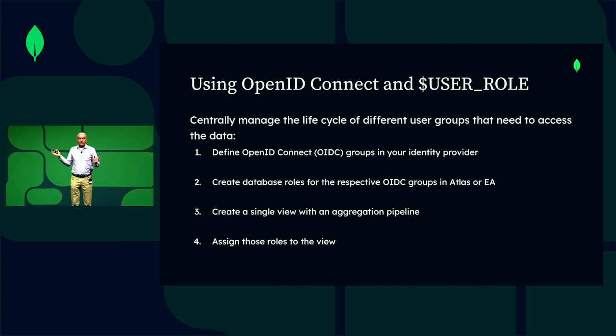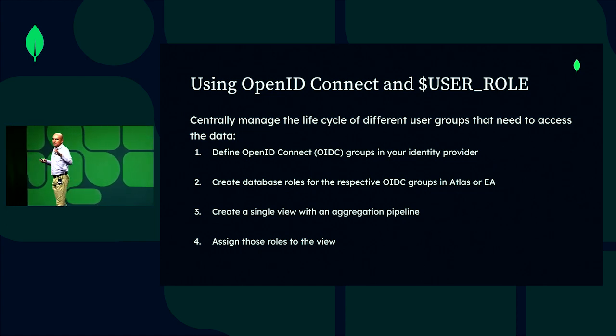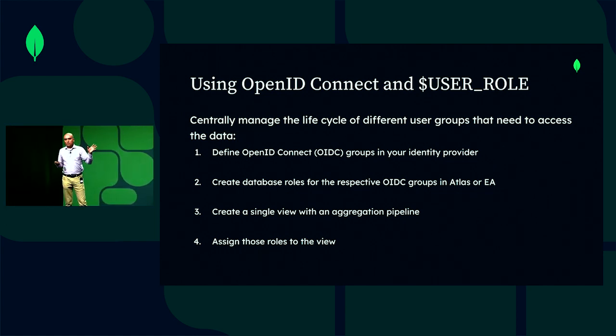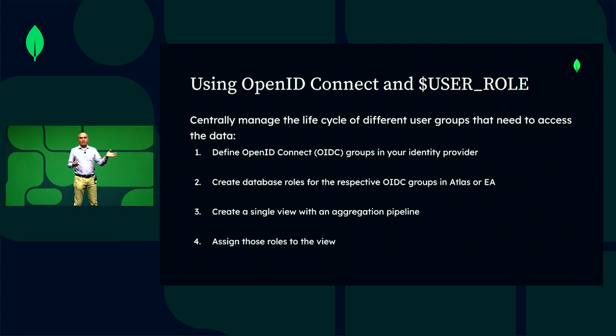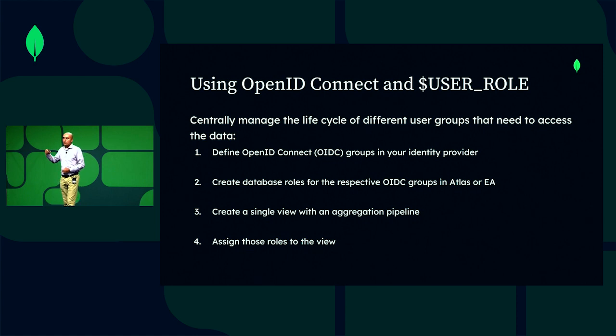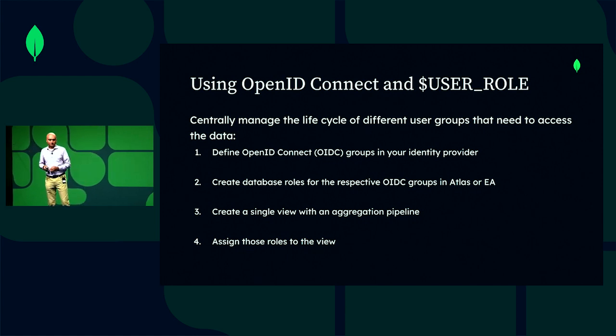Now, combining the feature I presented earlier, OpenID Connect, with this user role, you can define your employee groups in your identity provider, OpenID Connect, and then you can map those groups to the appropriate database roles. And then when you create those views, you can assign those database roles to the views. And then your users, when they log in and authenticate with your identity provider credentials, will only be able to query data that is relevant for them.